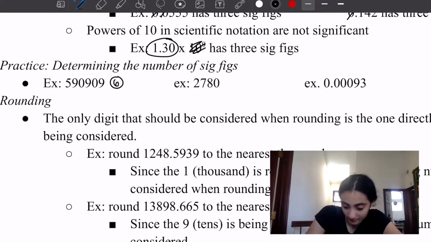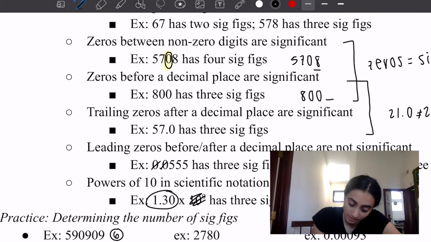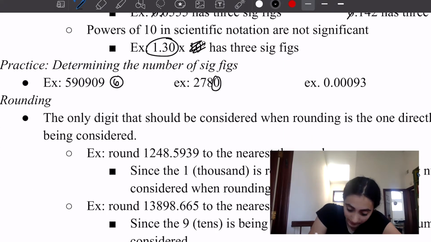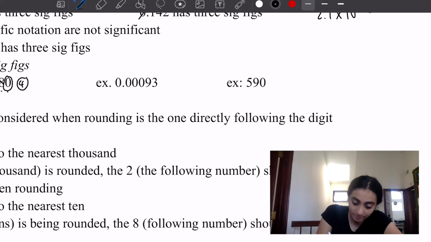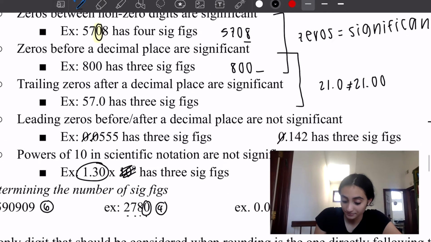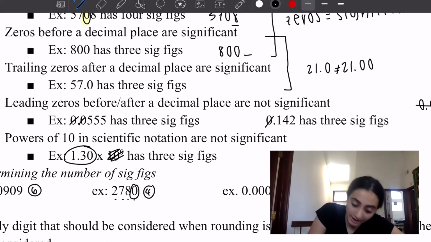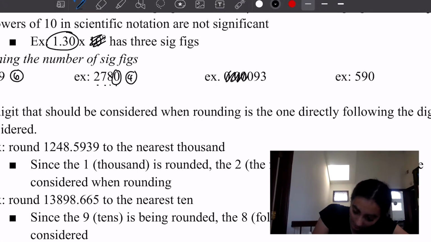Next, we have a similar thing. This is not a zero in between non-zero numbers, but if you remember, zeros before a decimal place are significant. Therefore, this zero counts. So we have 1, 2, 3, 4 sig figs. This is a zero before a decimal place, but it is a leading zero. It's not coming after a non-zero number. So none of these zeros count, and we only have 2 sig figs.